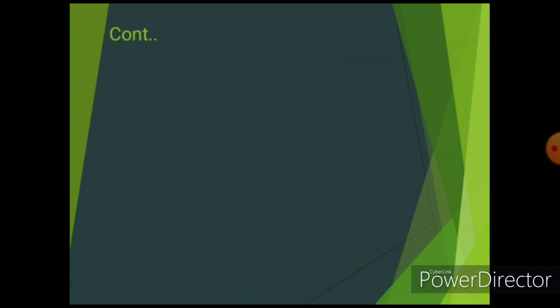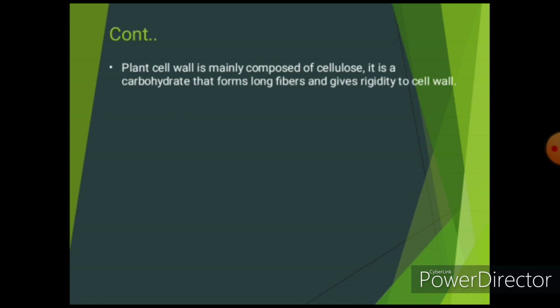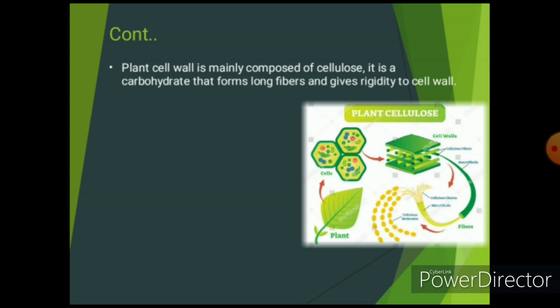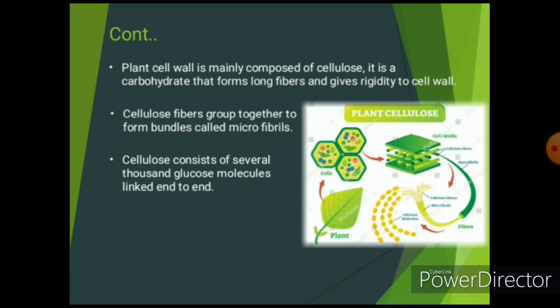Plant cell wall is mainly composed of cellulose. What is cellulose? Cellulose is a carbohydrate that forms long fibers and gives rigidity to the cell wall. These cellulose fibers are grouped together and form bundles called microfibrils. Cellulose consists of several thousand glucose molecules linked end to end.